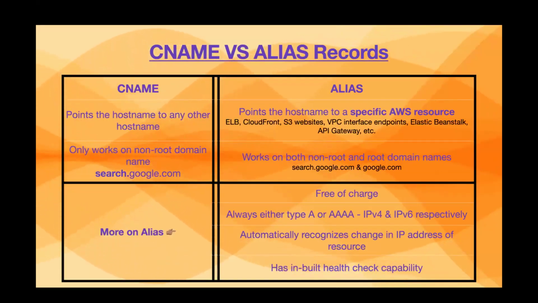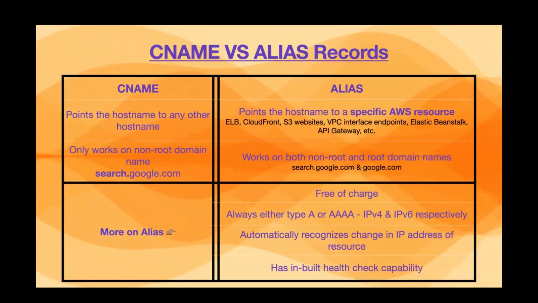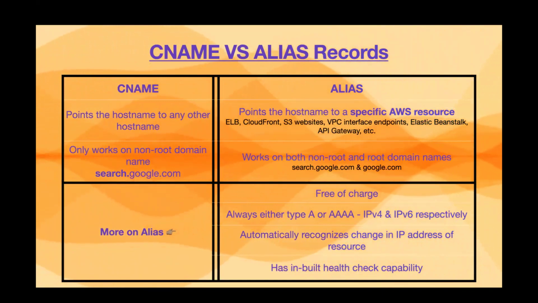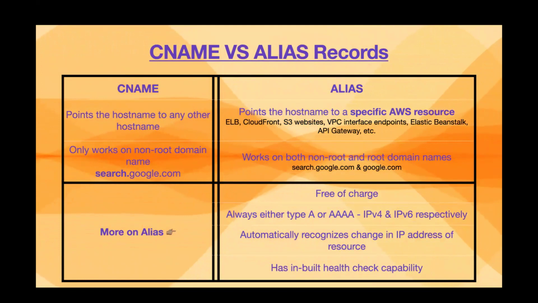And CNAME and alias records are examples of the record types that you can have in Route 53. The two main differences between them: the CNAME points a host name to another host name. For example, if I go to my browser and type search.google.com, it will still take me to google.com. And the alias points the host name to a specific resource. So it can point to your load balancer, your CloudFront distribution, your S3 website.